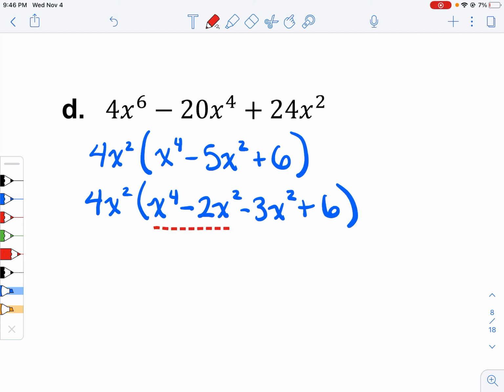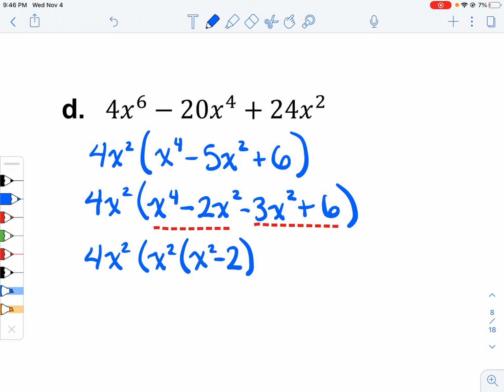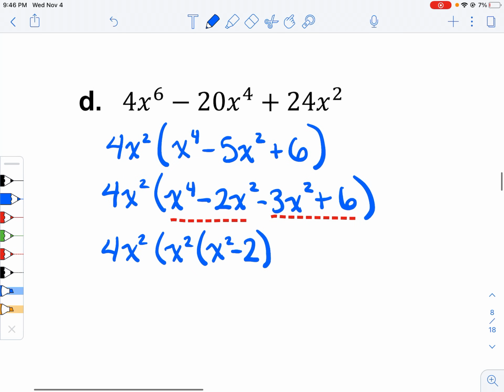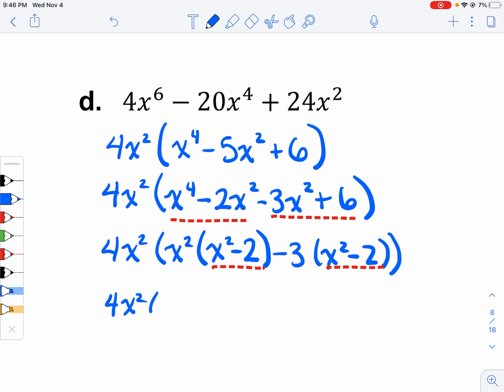So now I have 4 terms, so I can group them. So we'll have 4x squared. From the first 2, I can pull out another x squared, and I'm left with x squared minus 2. From the second one, I can pull out a -3, which would leave me with x squared minus 2. Makes that positive 6 and -2. I now have my repeated factor. So you'll have the 4x squared times x squared minus 2 times x squared minus 3.